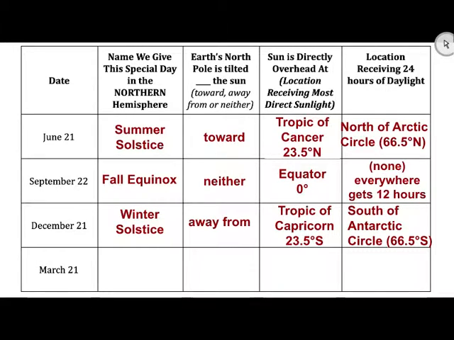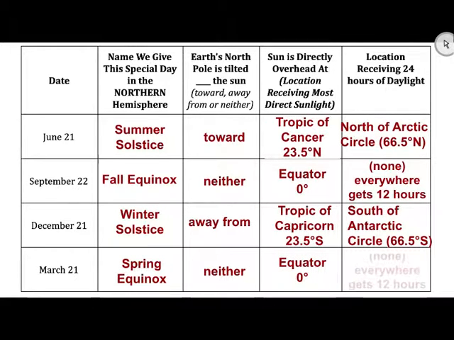Everywhere gets 12 hours. And then on March 21st, this is called the spring equinox. And this is pretty much the same thing as the fall equinox. The Earth's North Pole is tilted neither toward or away from the sun, and the sun is most directly overhead again at the equator, and everywhere on the planet gets 12 hours of daylight and 12 hours of nighttime.